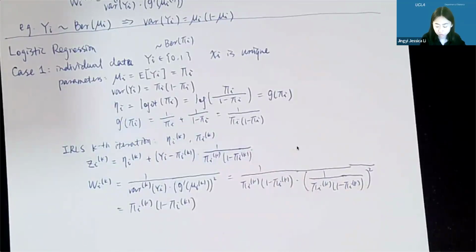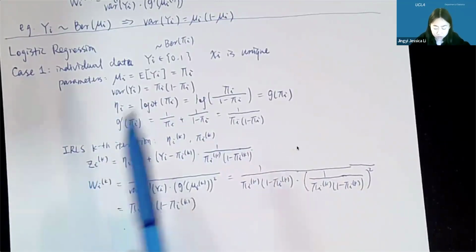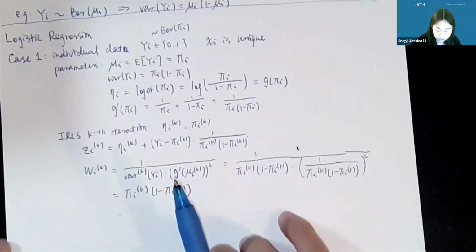And then with this weight I put them into a diagonal matrix, and I stack the zik into a z vector. Then I can update.